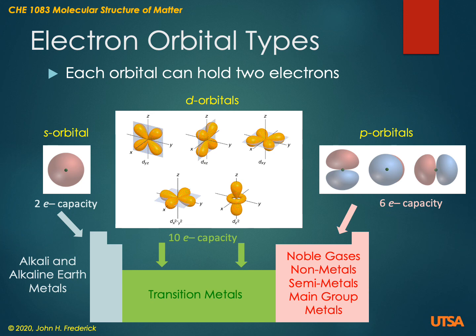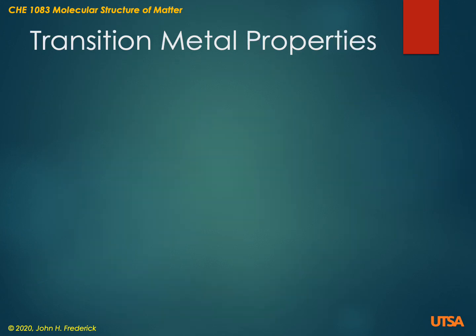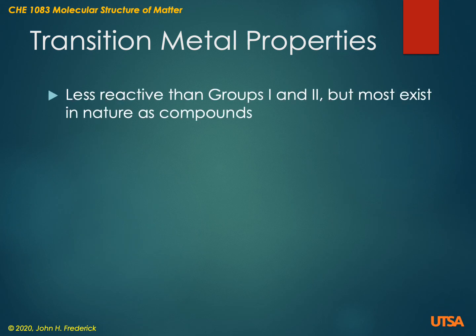Just know that there are different kinds of orbitals that can be filled around an atom, and d are the ones that come after p. These are the ones being filled as we go across the elements in the transition metal part. So what are some of the properties of transition metals? First of all, they're less reactive than the active metals in groups 1 and 2, that is, the alkali metals and the alkaline earth metals. Most of these metals do exist in nature as compounds, though, so they do react. All of them form +2 ions.